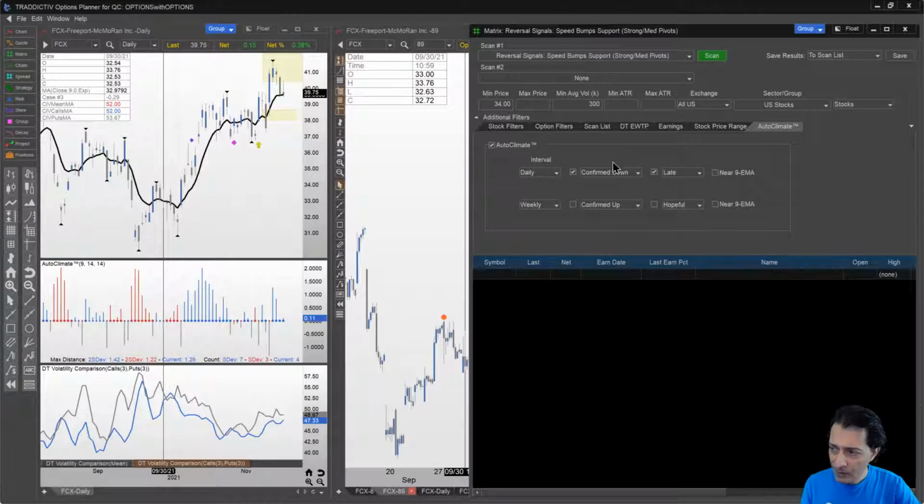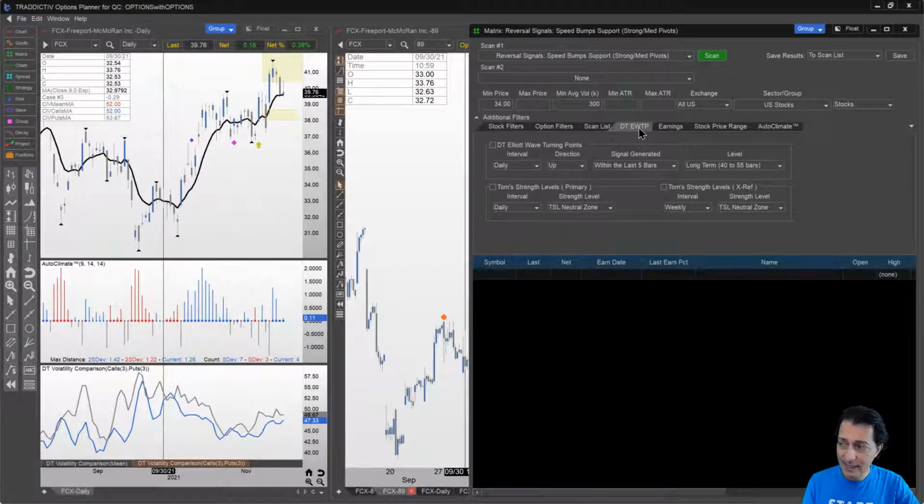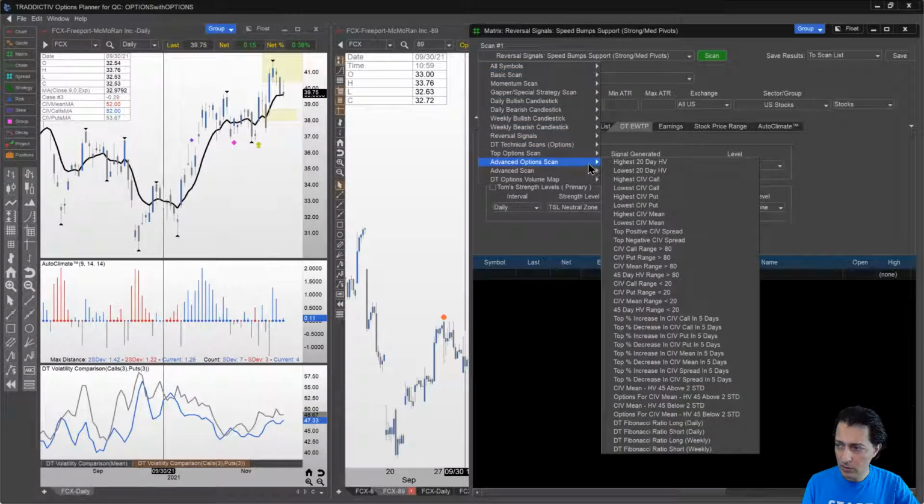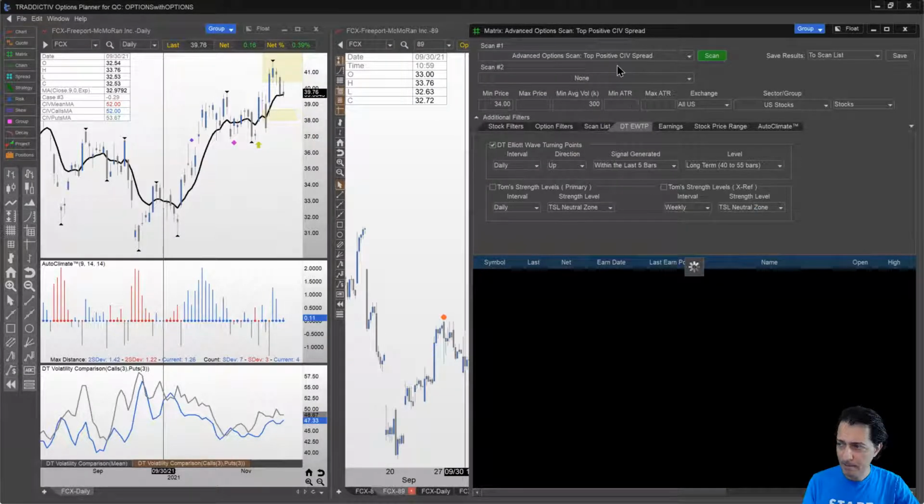Okay, so I'm finding a very similar situation to what I saw last week, and therefore my choice number 3 is to get back to my DT tab and now rely on Elliott wave in order to find those entry points. So I'm going to go back to top positive spread. Okay, and now I'm going to be looking at Elliott wave turning points in the last 5 bars, and well, we got Yelp.